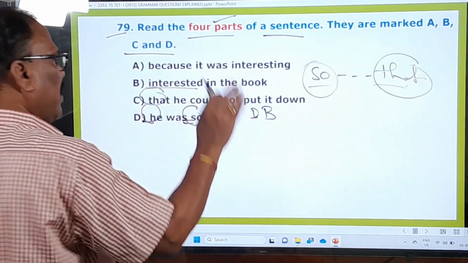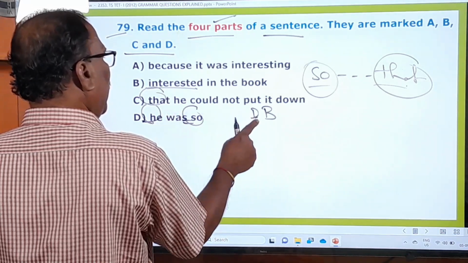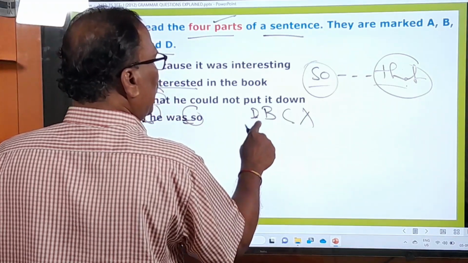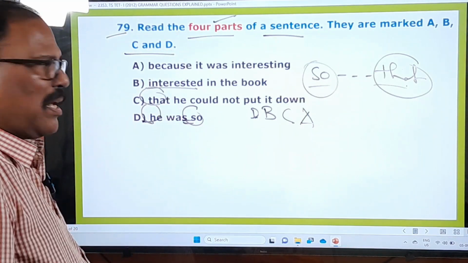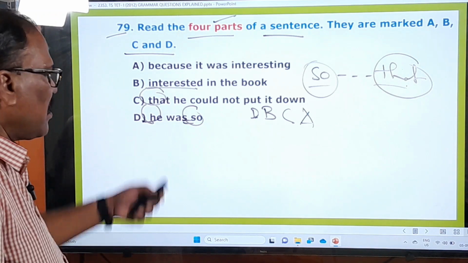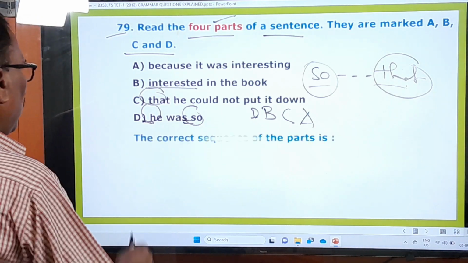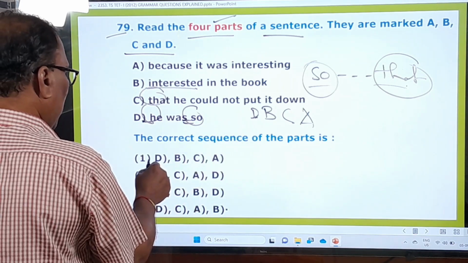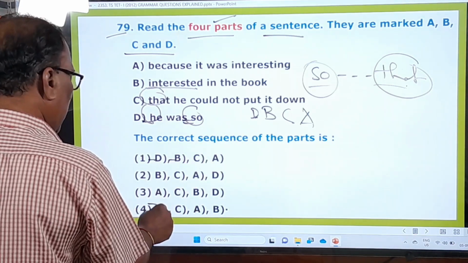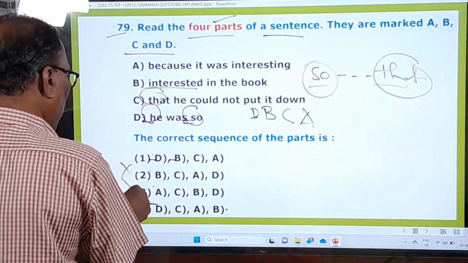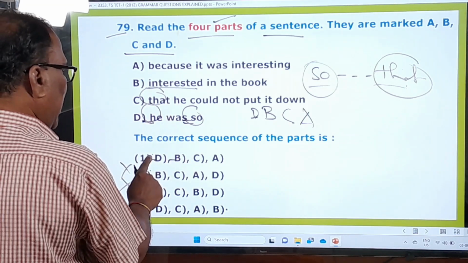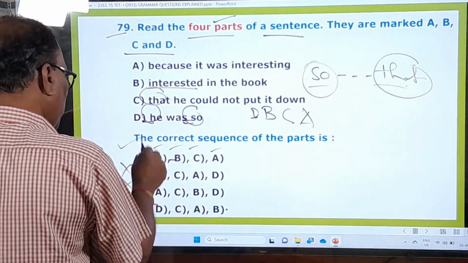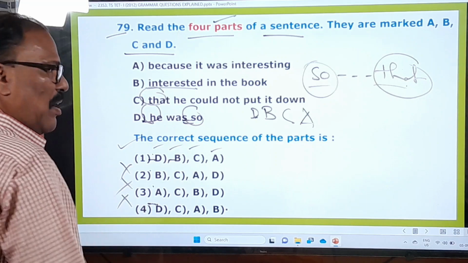So that is very well. That's why D first, then B next, then C, and automatically A. DBCA, that must be your answer. Now let us check the answers with the options given here. The correct sequence of the parts is: D, B... these two are eliminated because the very first one should be D. DB, DC, okay, here gone. DBCA. So the very first one is the right one. Second one, third one, fourth one are wrong ones.